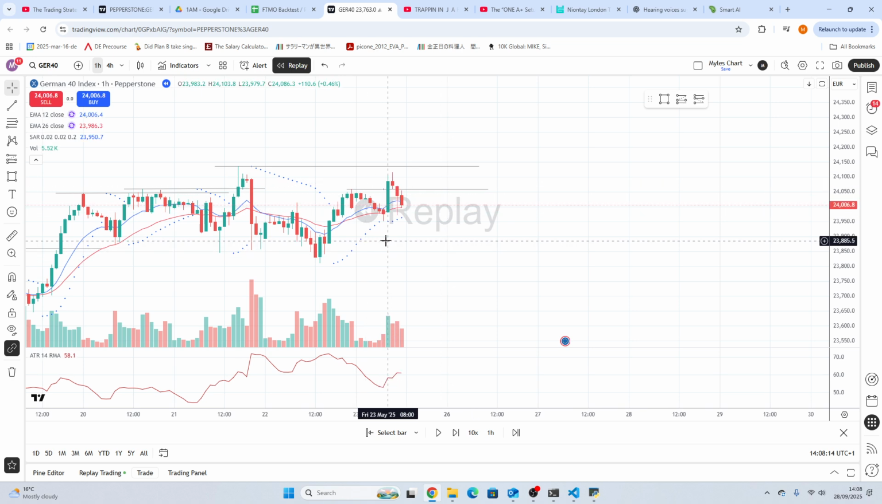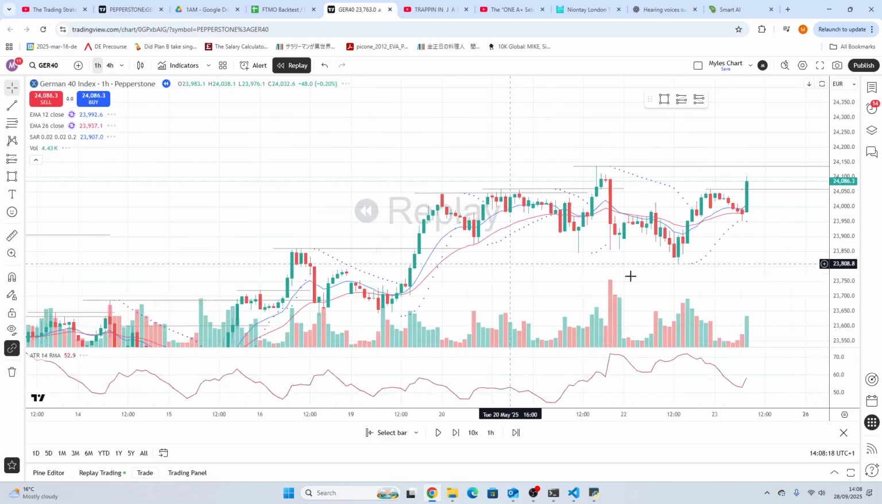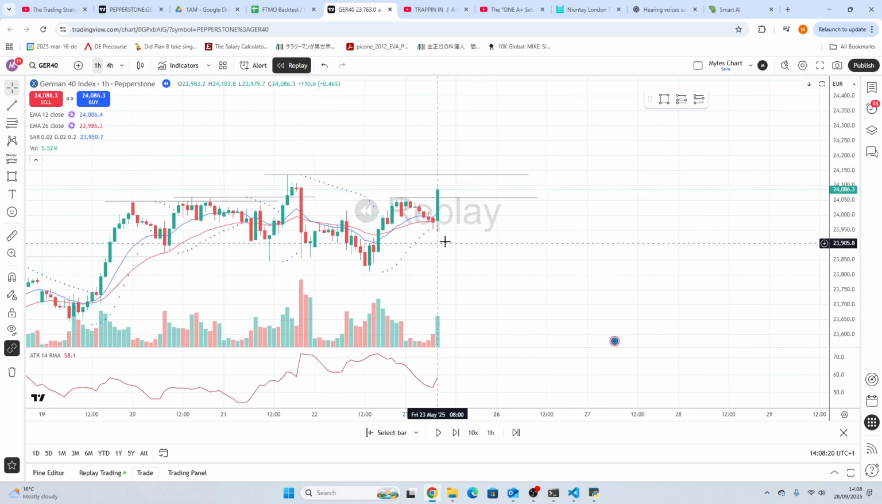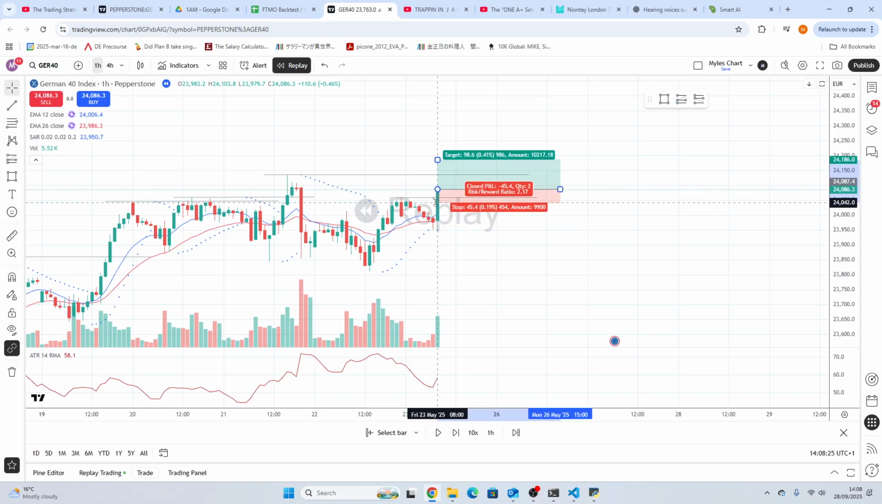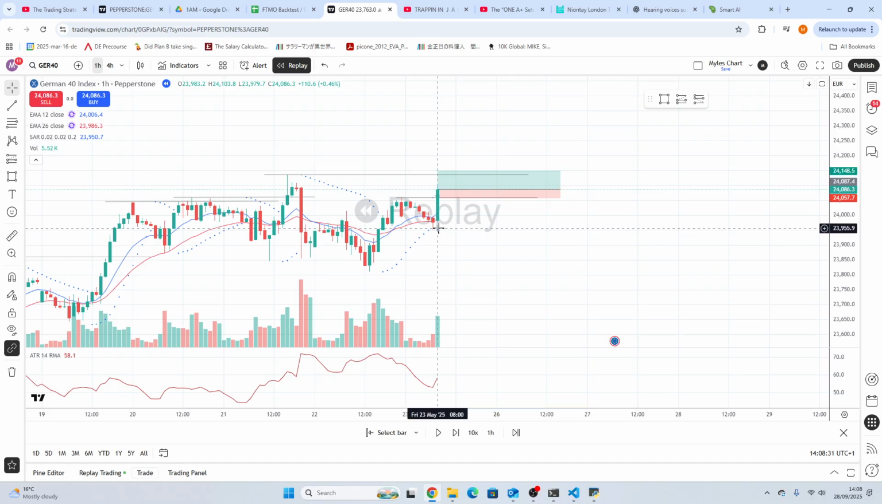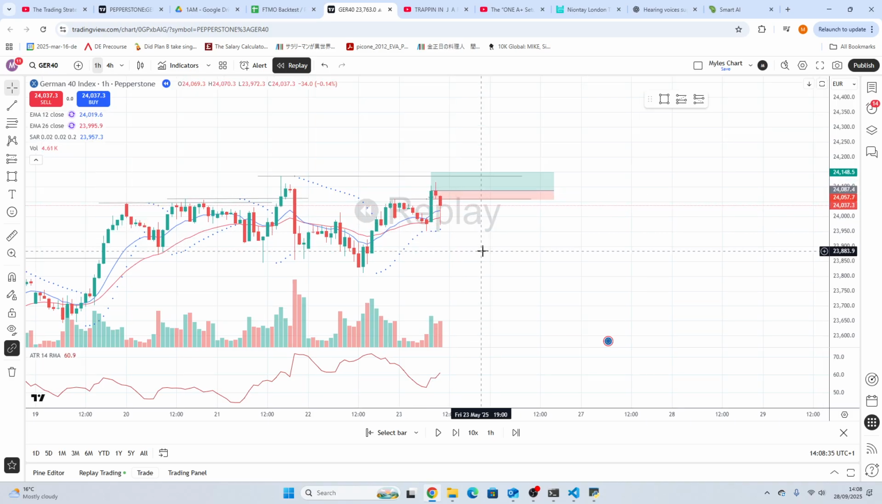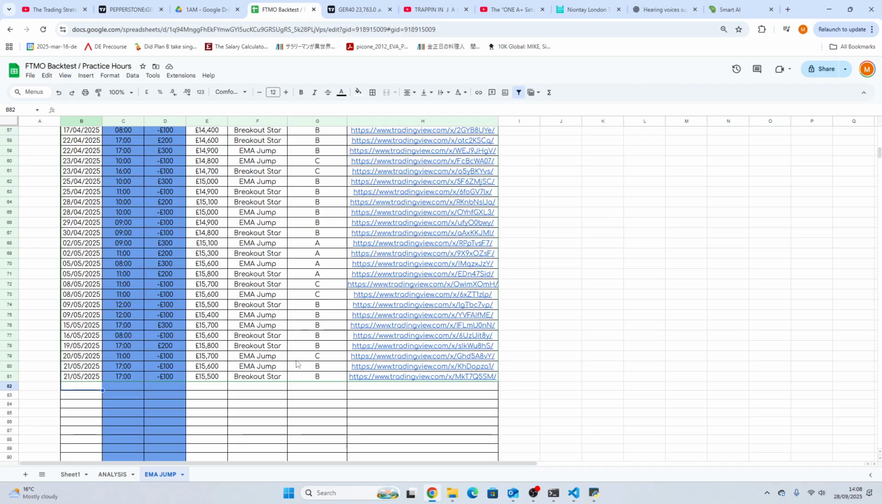It breaks it there. That's just the BOS, the break of structure. I might start calling it a BOS instead of the full name, just because it's easy. So that one loses. So, 23rd of May.